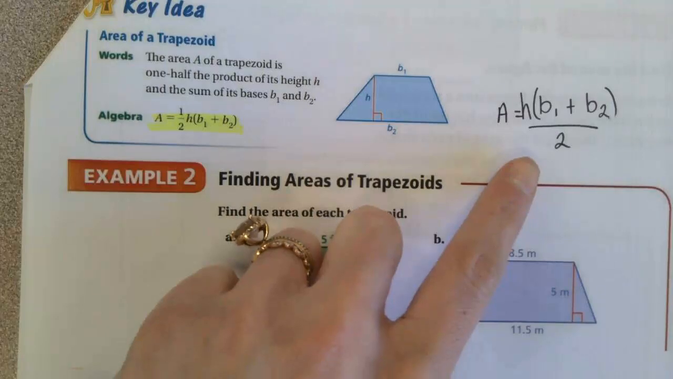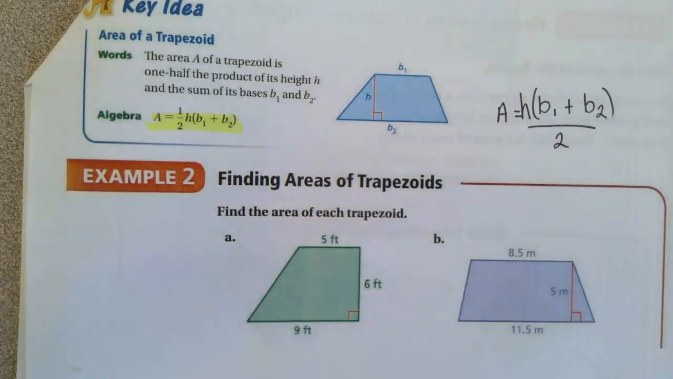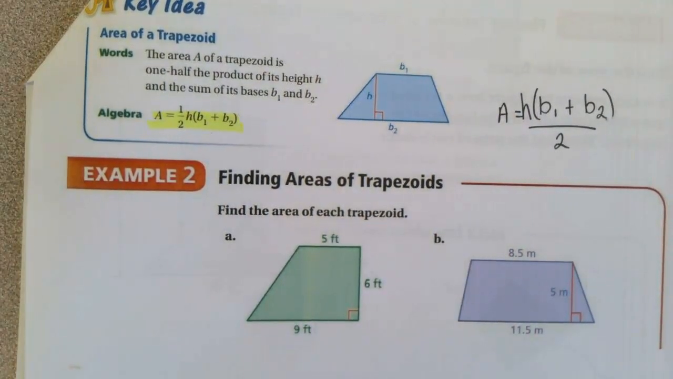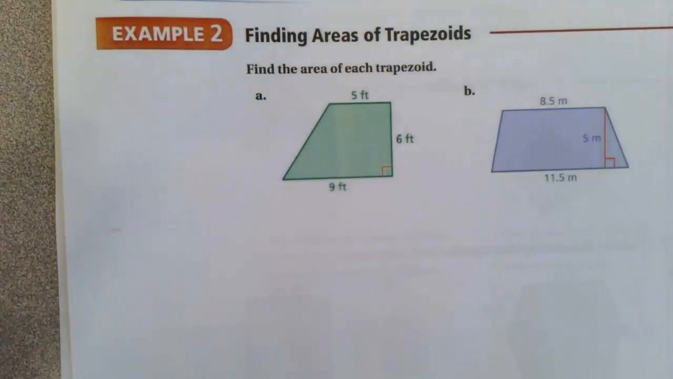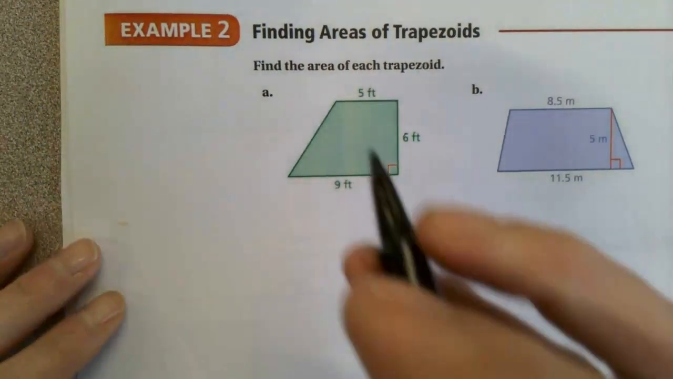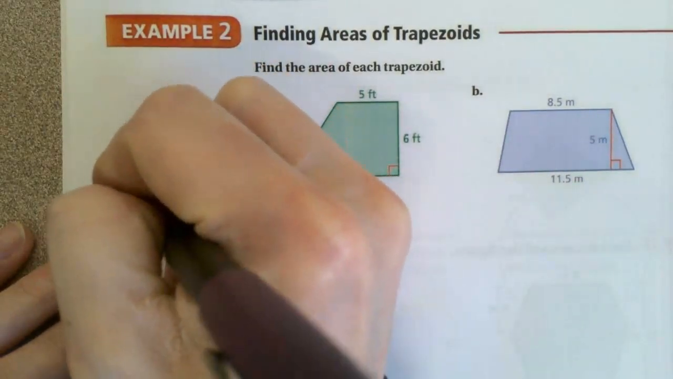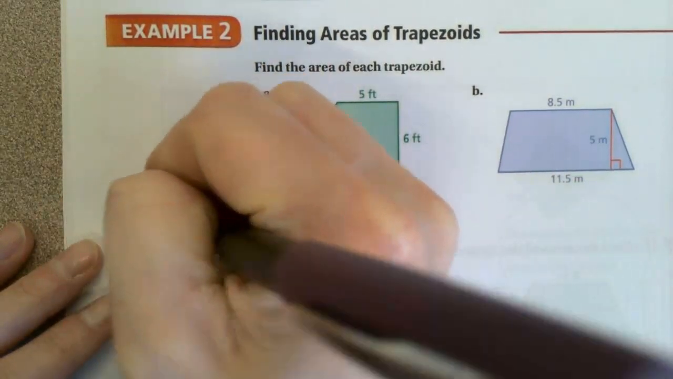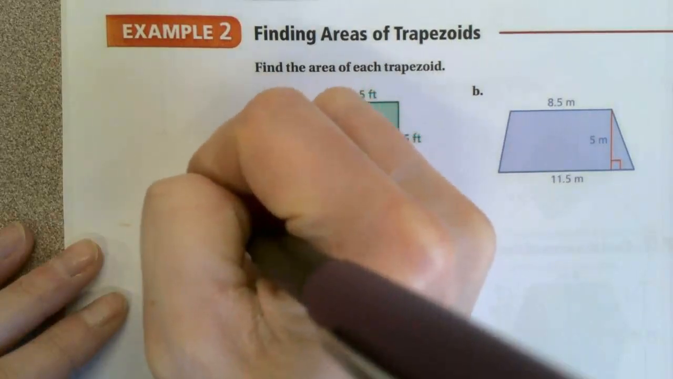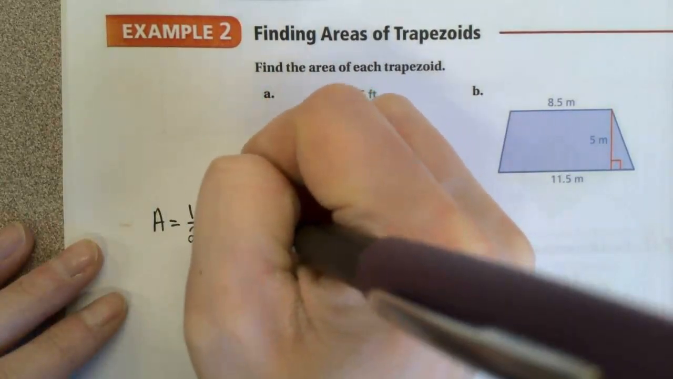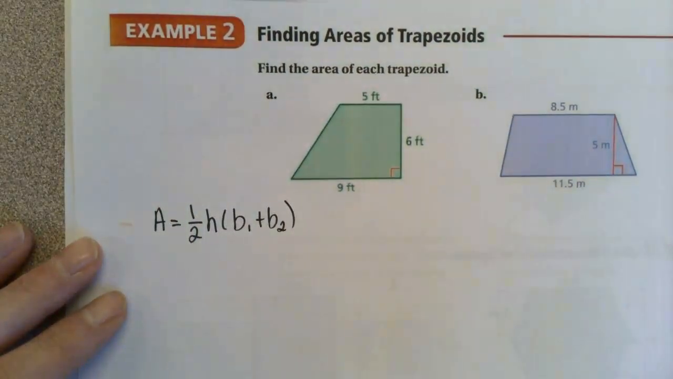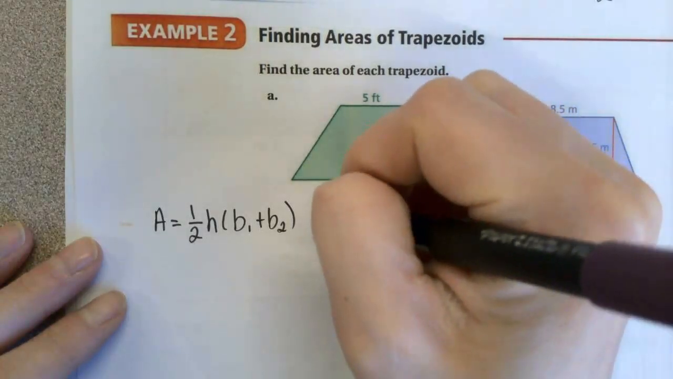If you prefer to think of it as dividing by 2 rather than multiplying by 1/2, you can write it that way as well. Okay, let's give this a try. So I have letters A and B. I'm going to start by writing my formula for area of a trapezoid. And again, if you prefer to write it the other way, I'll show you both this first time.